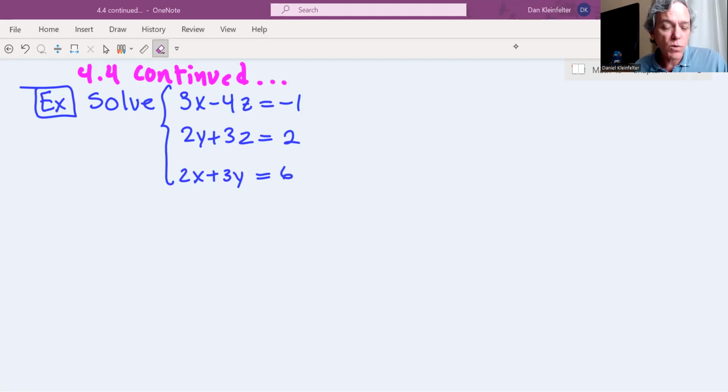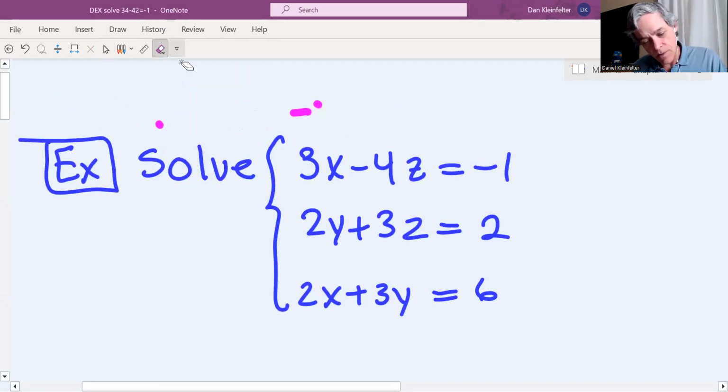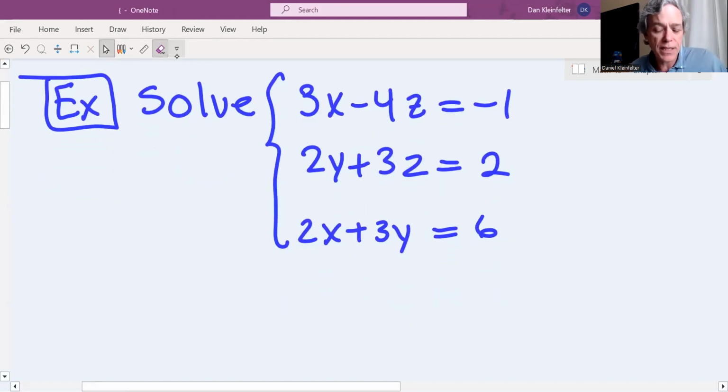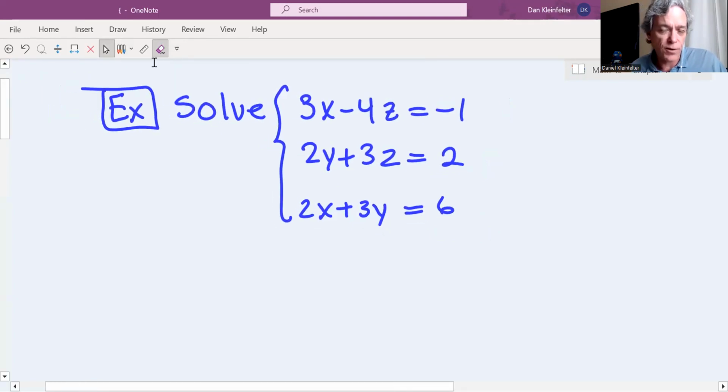For this one, what's different is that each equation has only two out of the three variables in it. So here we have 3x minus 4z is -1. That one's missing a y term. And then 2y plus 3z is 2. That one is missing an x term. And 2x plus 3y is 6. That one, of course, is missing the z term.